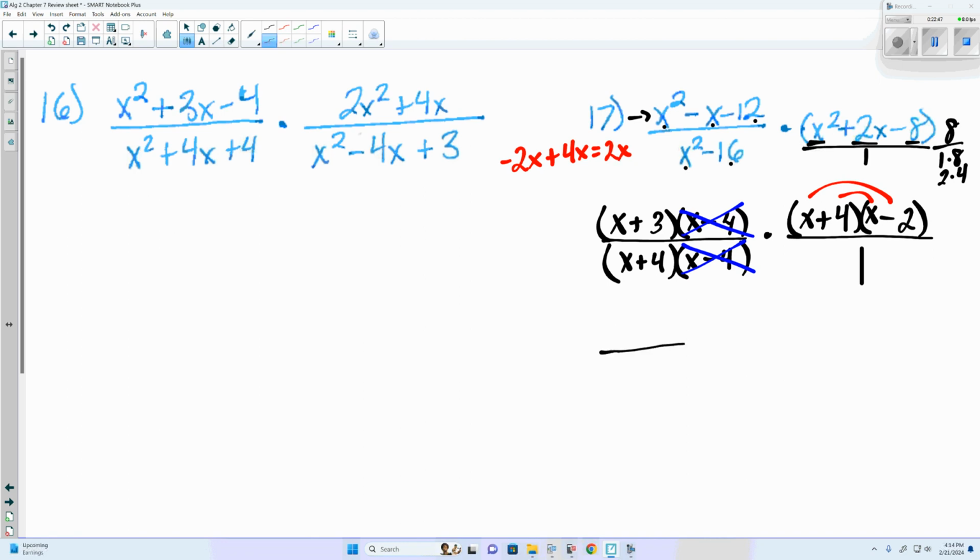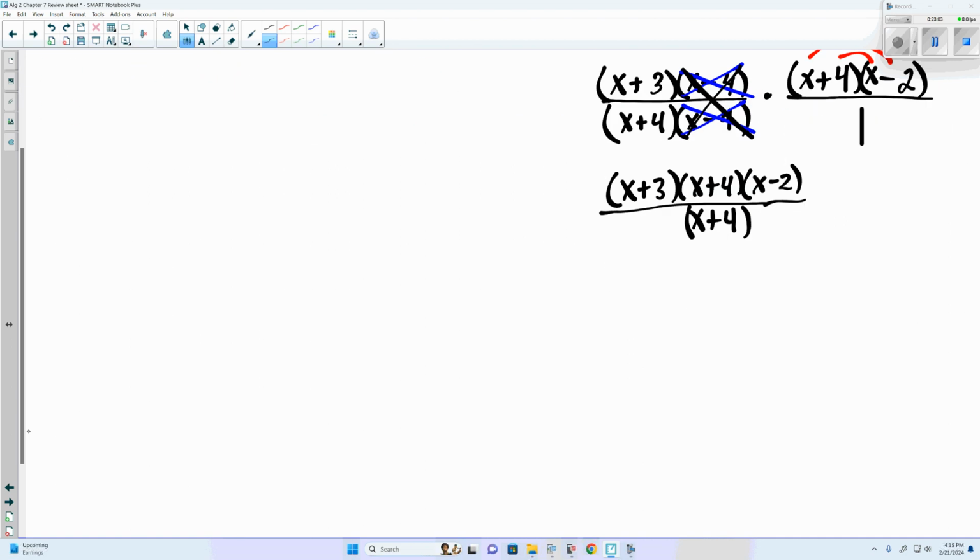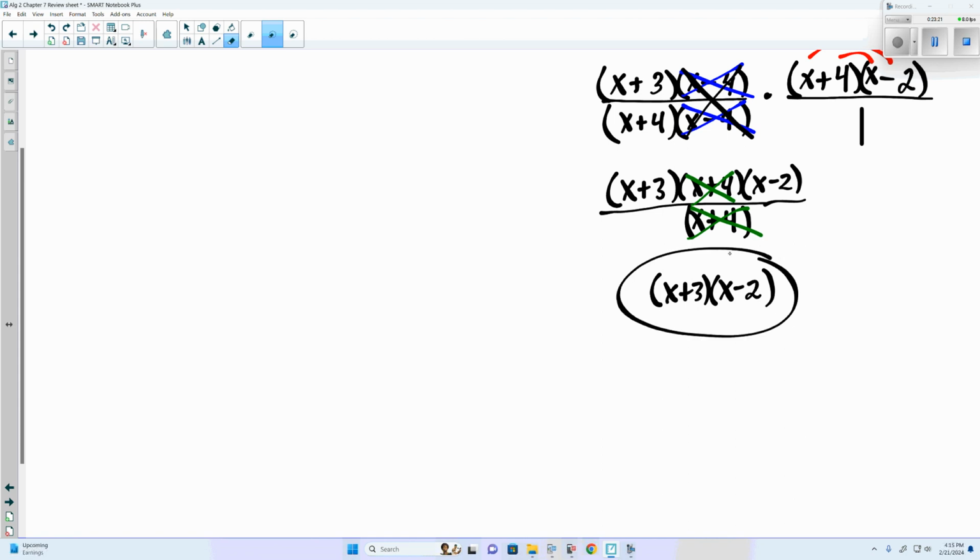Now at this point we can multiply them together. Well, x minus 4s are gone. All we have left on top is x plus 3 times x plus 4 times x minus 2 over x plus 4. Now as we see here, we do have an x plus 4 in common on top and bottom, and they would cancel out, leaving us with x plus 3 times x minus 2. Now technically it is over 1, but division by 1 we don't have to list. Now if the numerator was left as 1, we do have to list it.